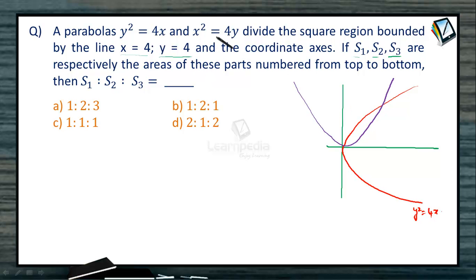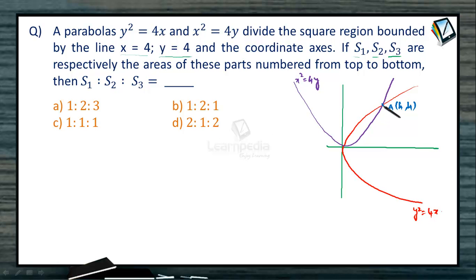And clearly these two curves, y square equal to 4x, and now this is the curve x square equal to 4y, would intersect at the point, say, A (4, 4). This point satisfies both the curves. Now what is the square formed? It is a square formed by x equal to 4 and y equal to 4.